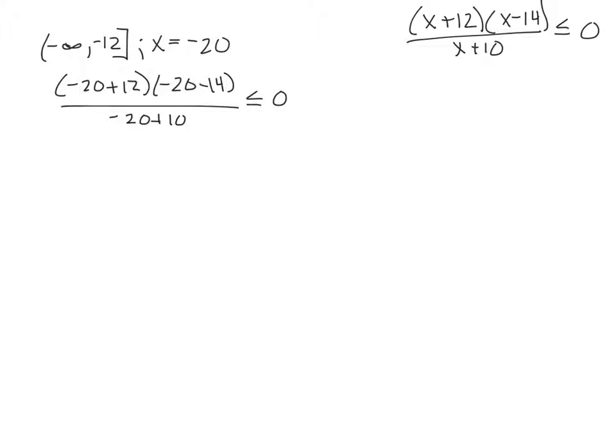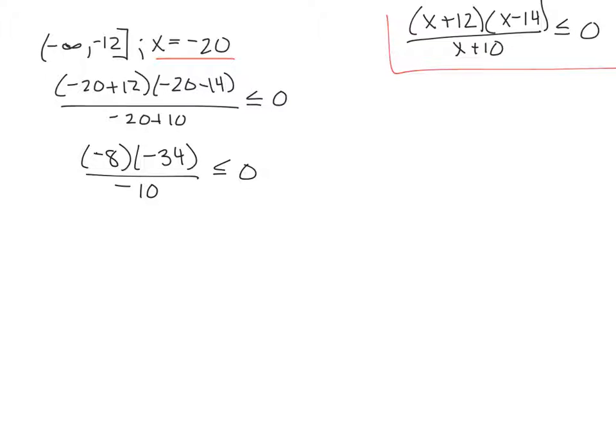Now we'll take each interval, choose a test point within the interval, and then test it within our original inequality. The first interval is negative infinity to negative 12, and I chose x equals negative 20. So you just take negative 20 and plug it in wherever you see an x in the original inequality. When we simplify this, we get negative 8 times negative 34 divided by negative 10. And that reduces to 272 divided by negative 10, which is the same as negative 27.2, is less than or equal to 0.